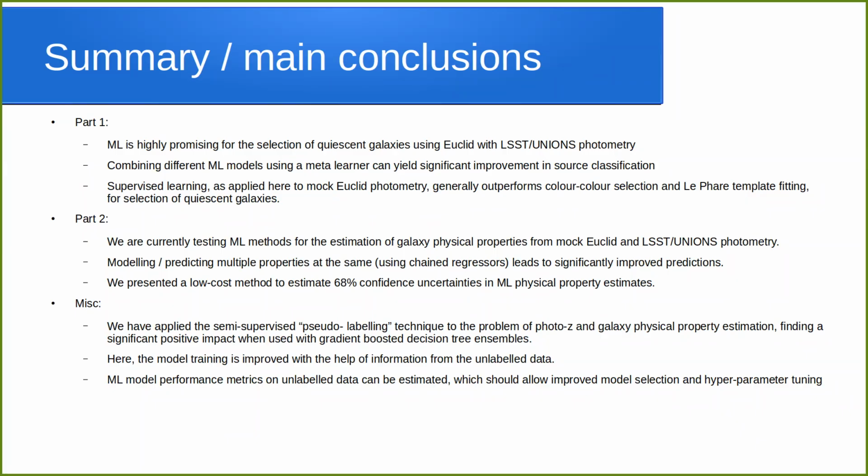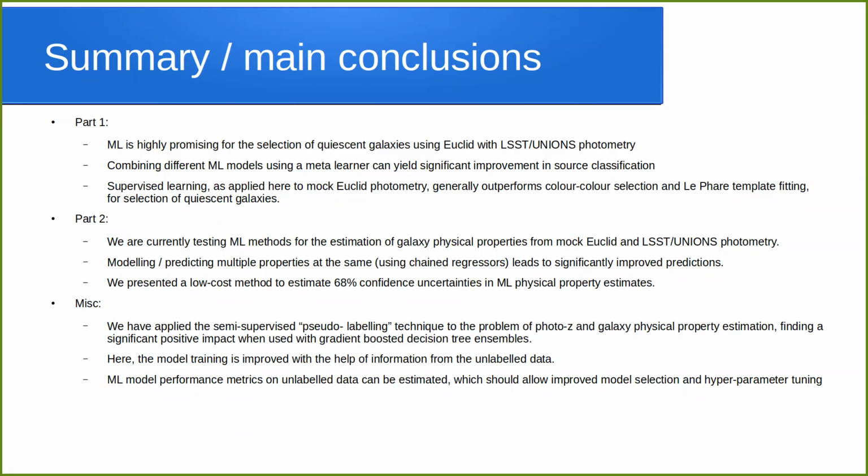We're also testing machine learning methods to estimate galaxy physical properties, again from similar data sets focused on Euclid. And we found that trying to model or project different properties simultaneously can lead to significant improvements. We also have a low-cost method to estimate the 68% confidence intervals from these estimates, which is, I think, at least something which is better than nothing.